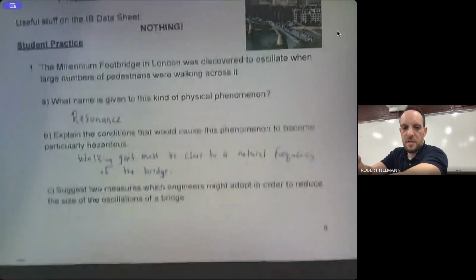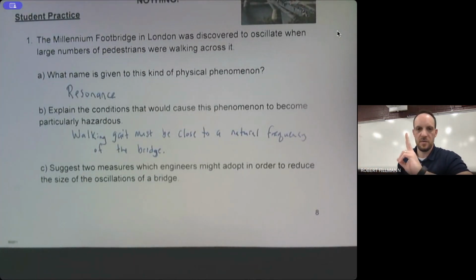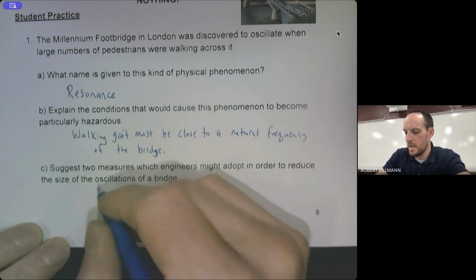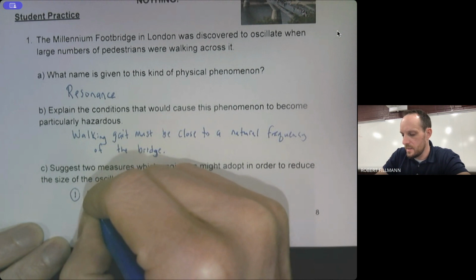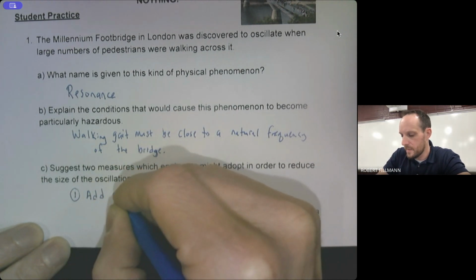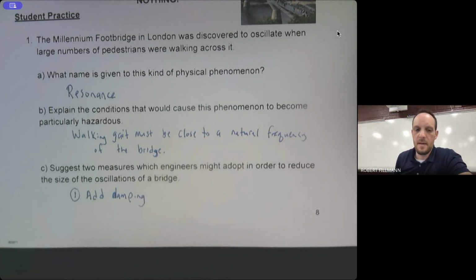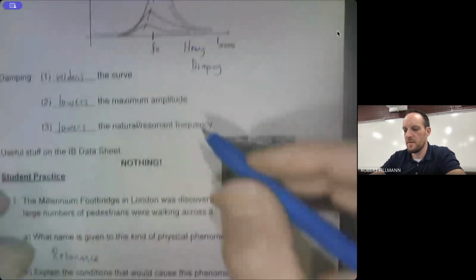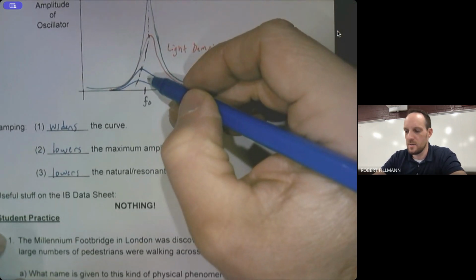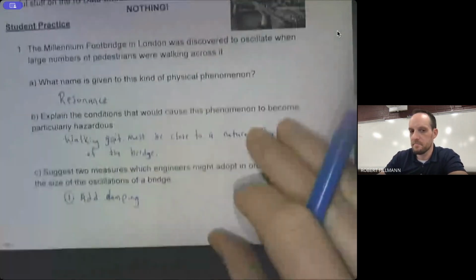So what's the solution to this to keep it from resonating? We're asked for two measures here, which engineers might adopt to reduce the size of the oscillations on the bridge. One possibility is to basically add damping to create more friction in the moving parts. Adding damping, creating resistance between parts that would move or twist, creating more air resistance, creating more friction between rubbing surfaces, is going to reduce the resonant effect. That's basically going to drop this curve down so that we don't get as high amplitude of oscillations.